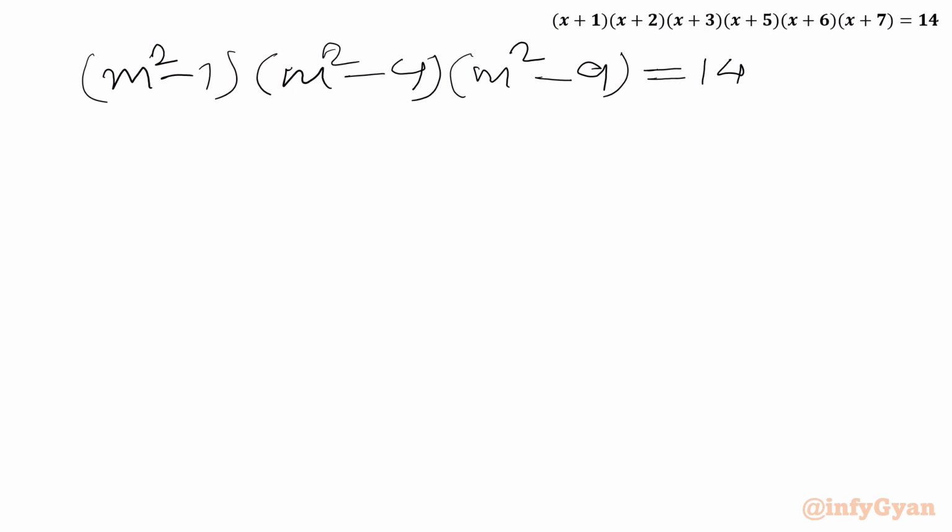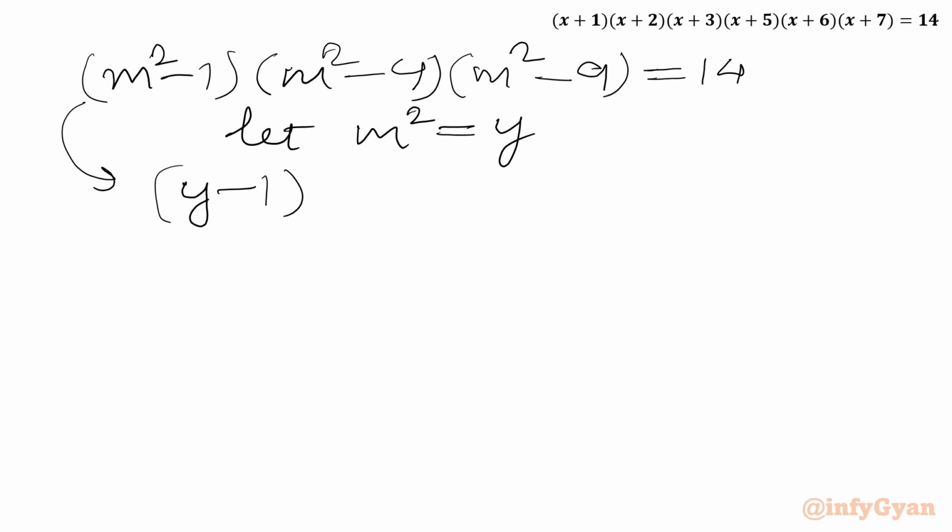Let's use another substitution. We can write m² equal to, suppose, y. So our equation will be cubic now. (y-1)(y-4)(y-9) = 14.